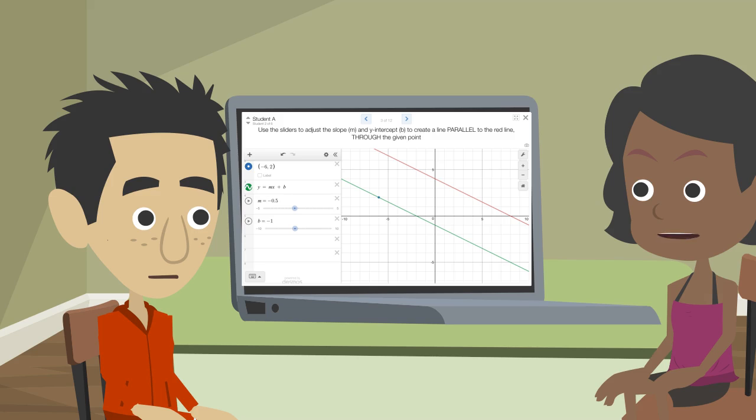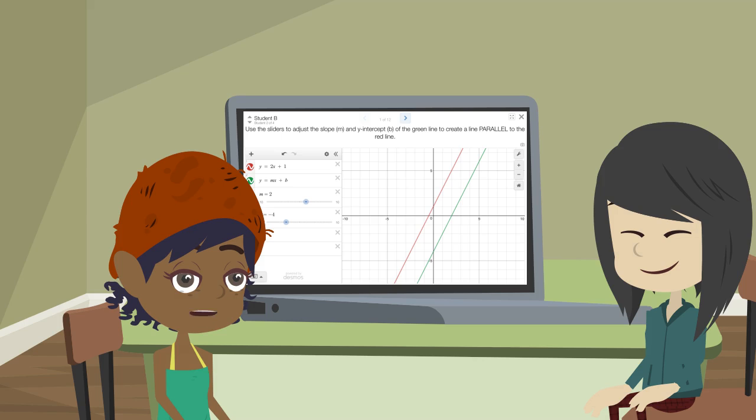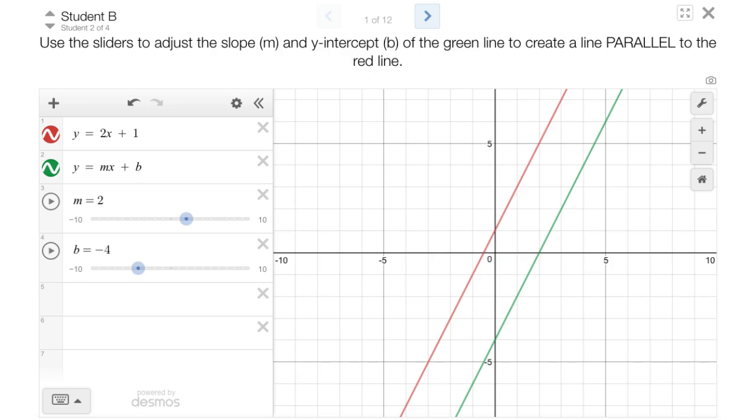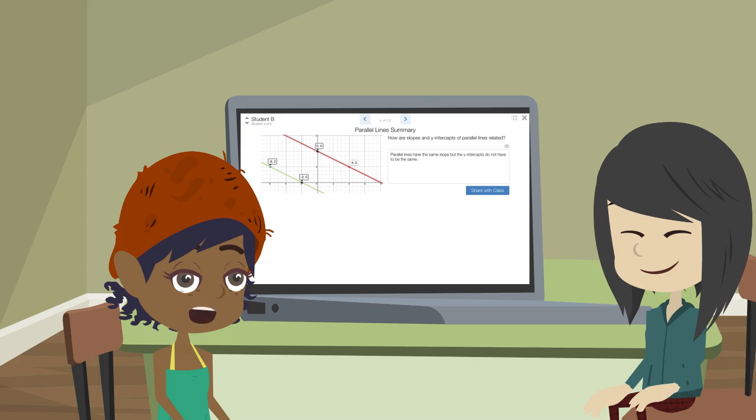Yes, we did. Now on this next screen we have to make the lines parallel, but the green line has to go through the point. I have to move both the slope and y-intercept again to make it work. I think the slopes are the same for parallel lines and the y-intercept can be the same or different. I moved the slope to make the lines parallel. Good. The lines are definitely side by side now.